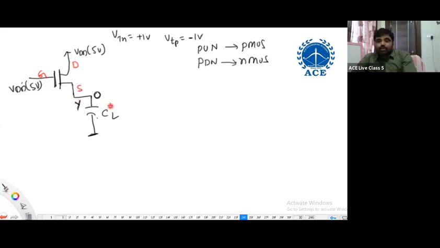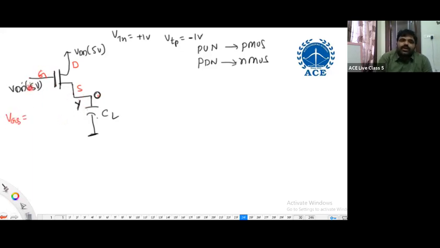Now, assume the output node was at logic 0, logic low. Hold on, please understand. Now, this output capacitance is charging through this N-channel MOSFET. Let us see what happens. What is the gate to source potential now? Assuming initially the output was at logic 0, it is 0 volts. So what is the gate to source potential?